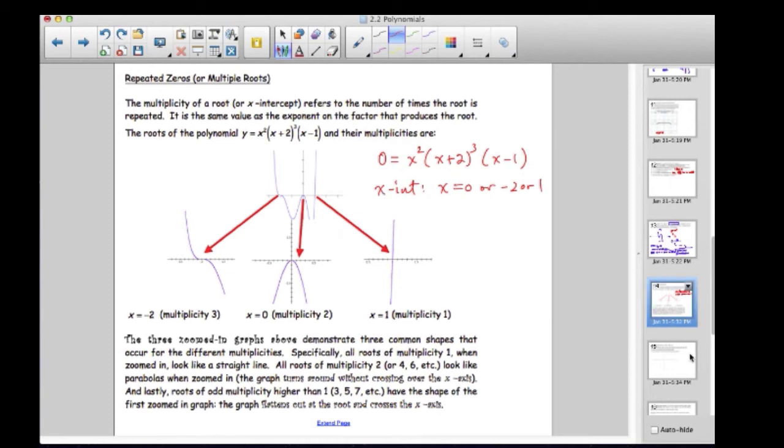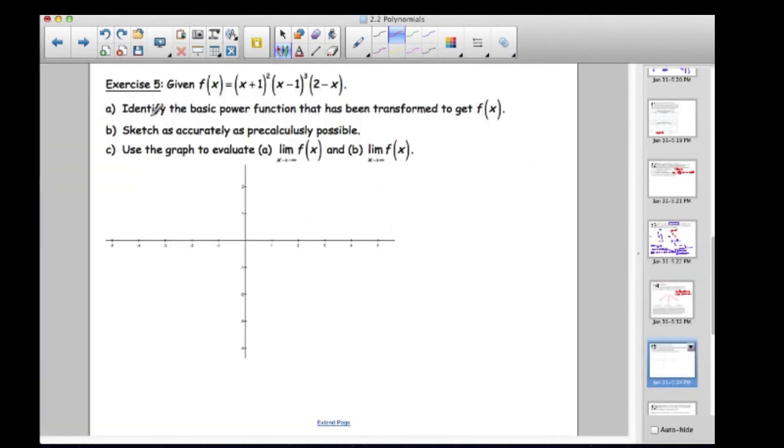So let's apply that to the next function. In exercise 5, we are given f of x equal to (x plus 1) squared times (x minus 1) cubed times (2 minus x). So we can identify the basic power function that has been transformed by expanding the leading terms. This first piece would give me x squared, the second factor would give me x cubed as the highest, and then negative x. So we get x squared times x cubed times negative x plus dot dot dot, which is negative x to the 6 plus dot dot dot. So we have an even function, so both ends go up or down, and because of the vertical reflection we know that the end behavior would be this.